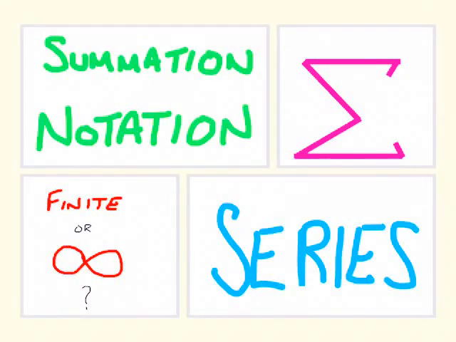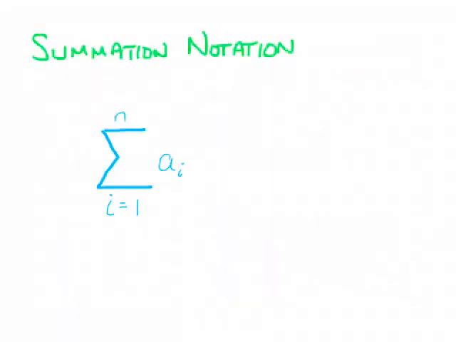This is going to be a very brief video on summation notation and series. Summation notation looks like this. I is called the index of summation. The 1 in this case would be called the lower limit of summation. The n in this case would be the upper limit of the summation.